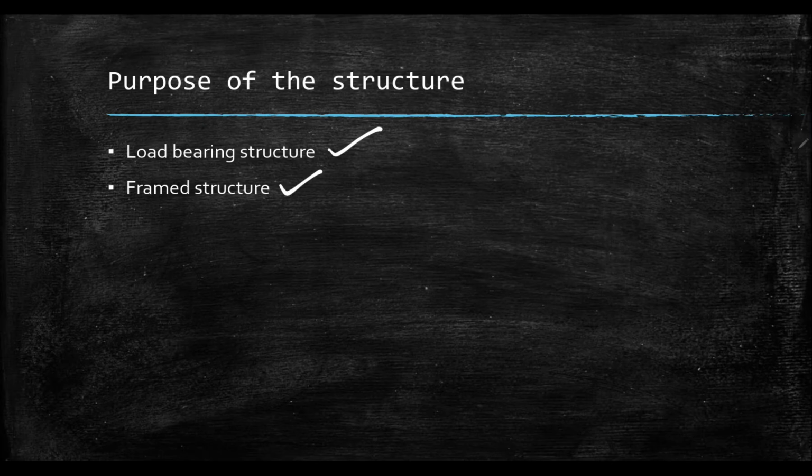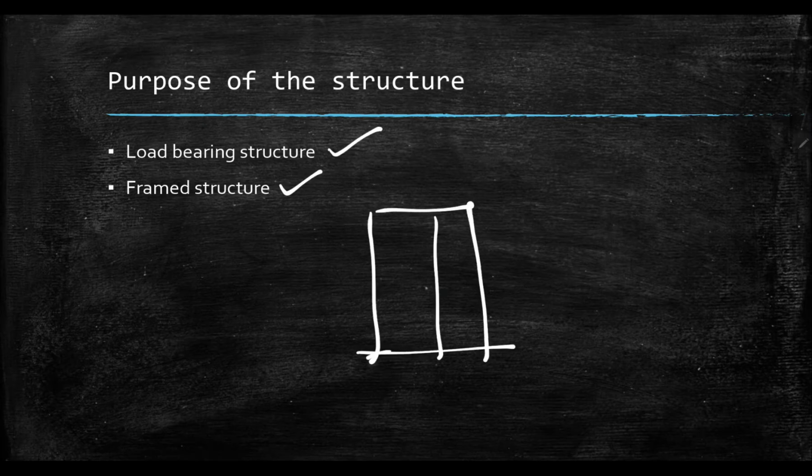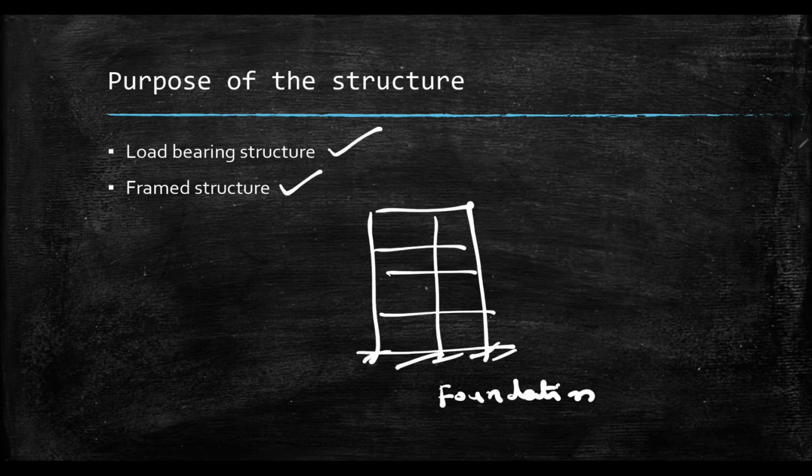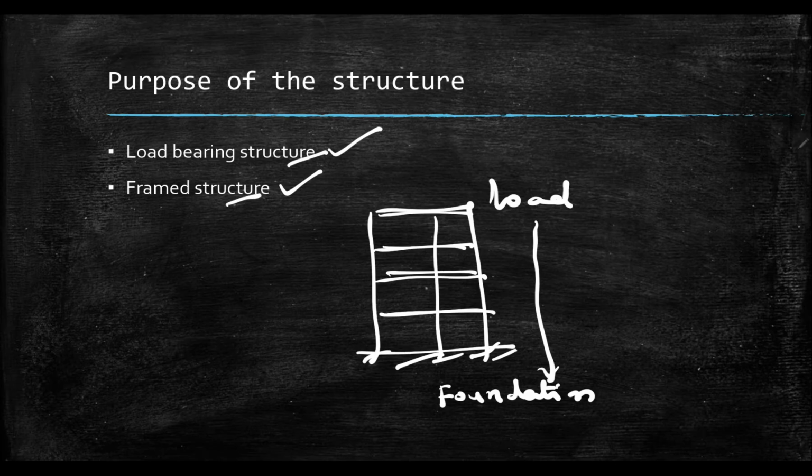So you need to understand the main purpose of the structure is to transfer the load which is coming on the building to the foundation. We have the substructure as the foundation and the superstructure as the structure above the ground. The load will be coming on the structure, and on each and every floor you will be getting loads. That load should be transferred to the foundation. For that we have beams and columns in the case of frame structures and walls in the case of load bearing structures.